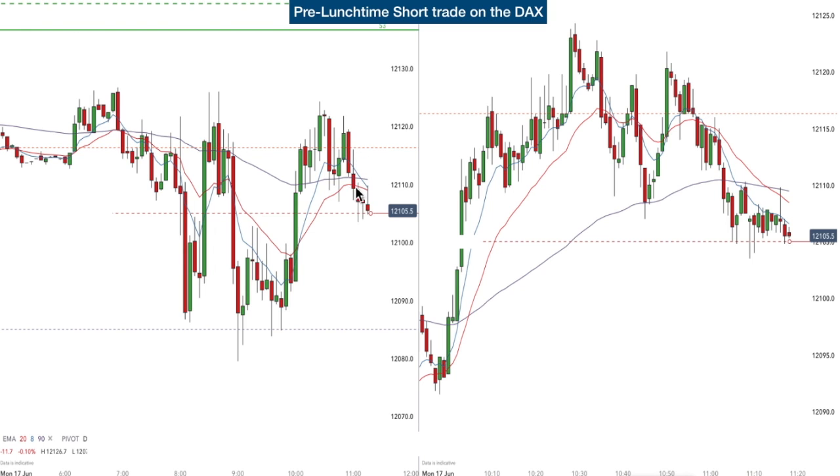So I've placed the stop order above this particular spike here, and on the 1-minute chart that corresponds with the spike at this level here.